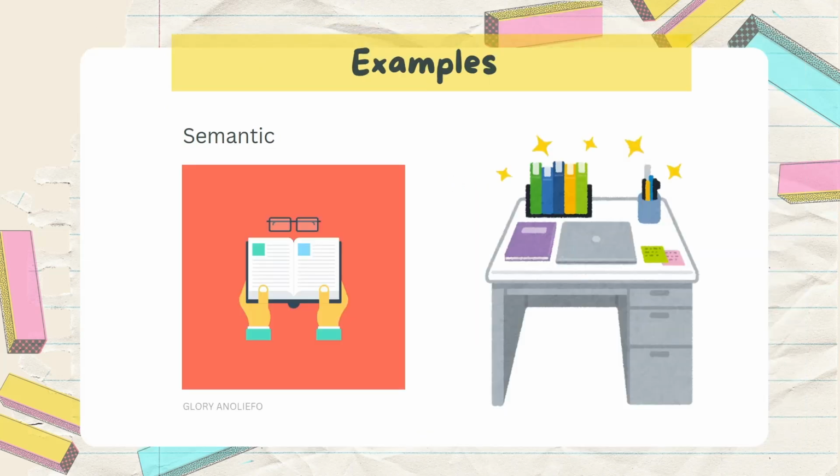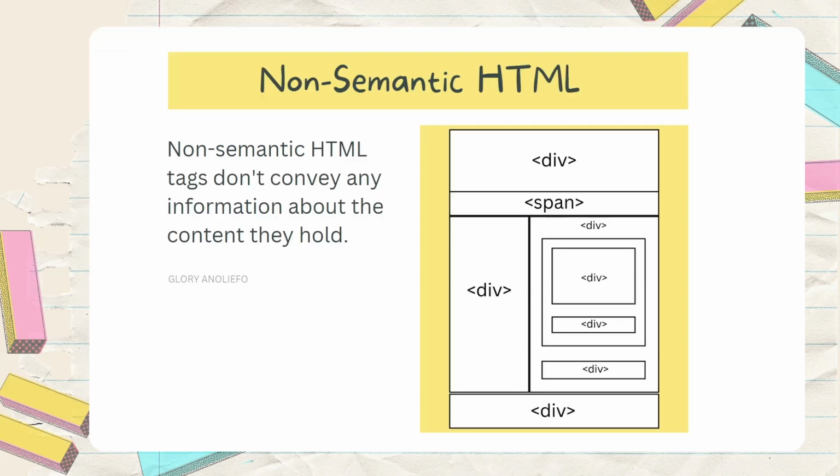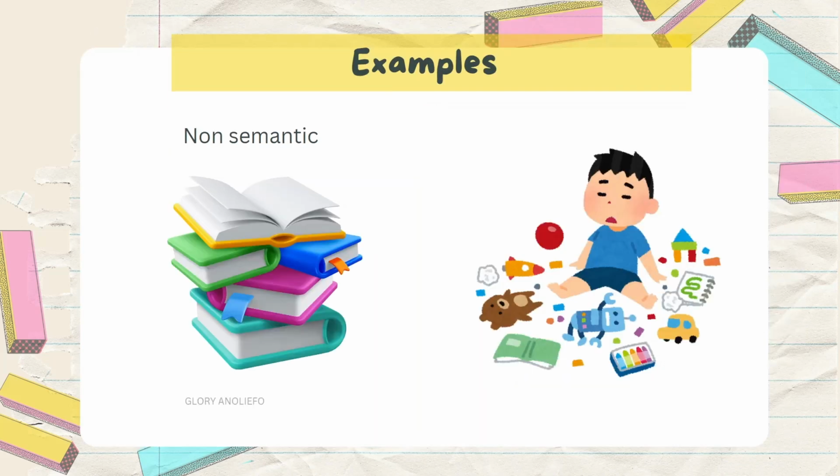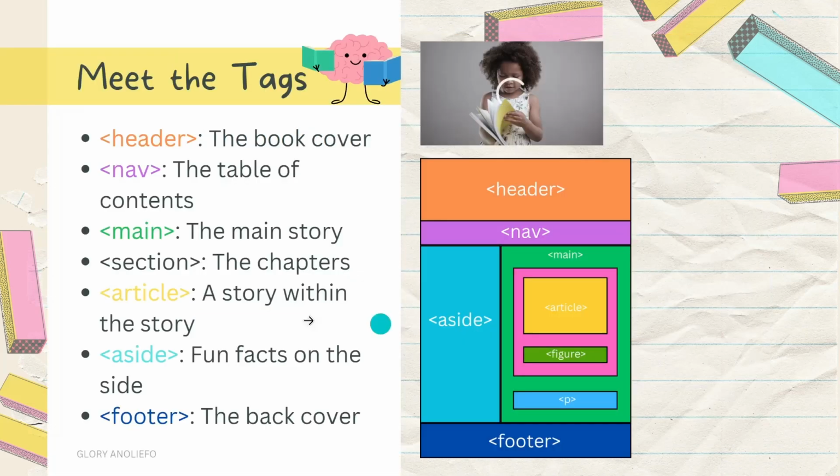So let us try to explore our tags. So you see that for non-semantic, you have these things being disorganized, okay? Things are not where they should be placed or how they should be placed. So when you think non-semantic, you think disorganized. So let's look at some of our tags. Let's meet our tags, okay?